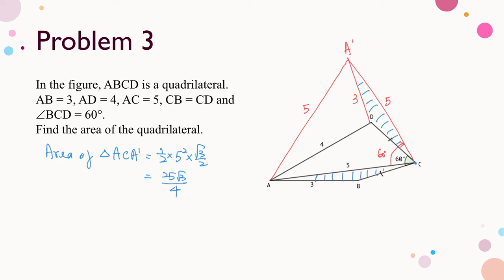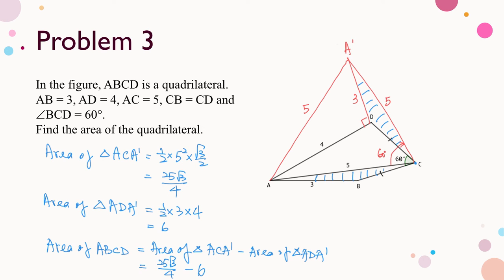Triangle ADA' is right-angled, and the area is 6. Refer to the figure. We see that the area of the quadrilateral is the difference of the areas of the triangles. That is, 25√3/4 minus 6.